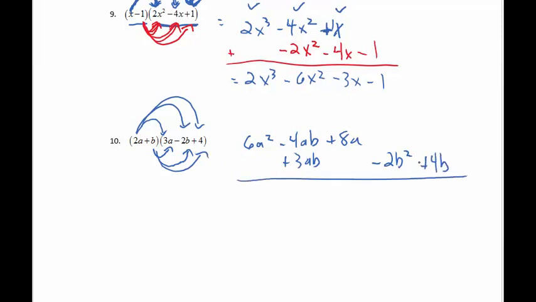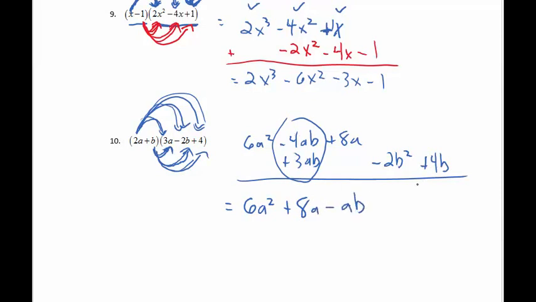Okay, not a whole lot of common terms there. Let's check those real quick. 6a squared minus 4ab plus 8a, that one looks good. Plus 3ab minus 2b squared plus 4b. Okay, now these are the only like terms I got, so I just got to decide where I want to put everything. I'll start with my a terms. I'll put the ab term next, minus 1ab, and then I'll do my b term and my b squared term.